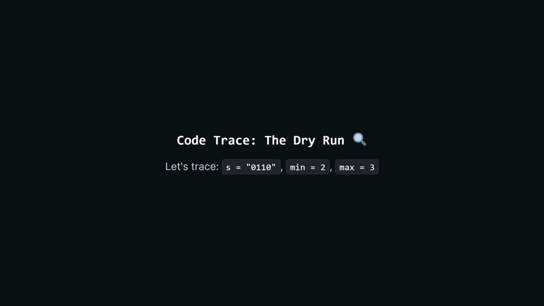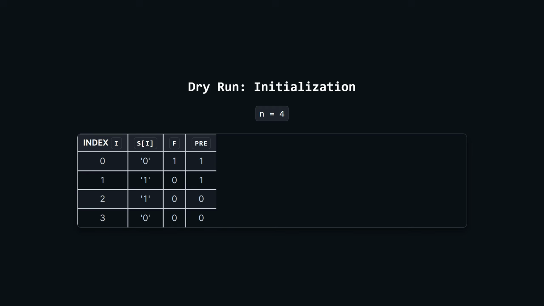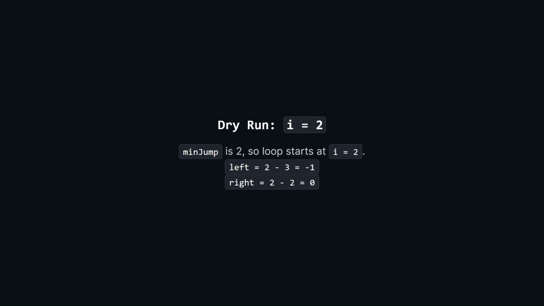Code is always easier to understand when you trace it, so let's quickly run a very small example through our logic. Our string is 0, 1, 1, 0. Minimum jump 2, maximum jump 3. We set up our arrays. Spot 0 is marked as reachable. Because our minimum jump is 2, we fill the prefix array with 1s up to index 1. The main loop starts at index 2.